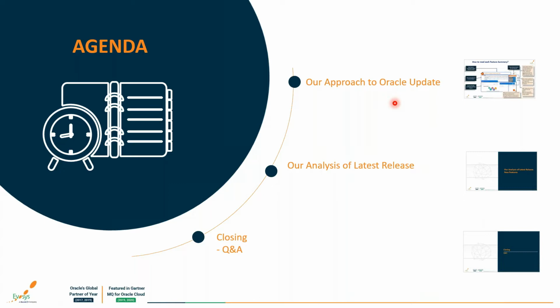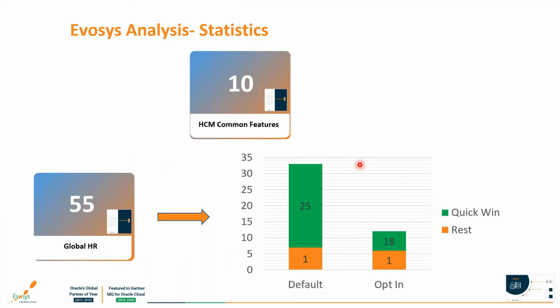So to begin with, let's go ahead and check the analysis. Here we have around 55 global HR features, in which we have around 43 quick wins, and the rest are the ones which will help us. So we'll try to cover the quick wins first.